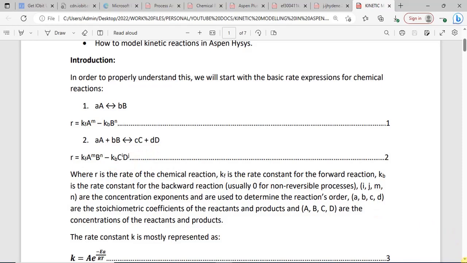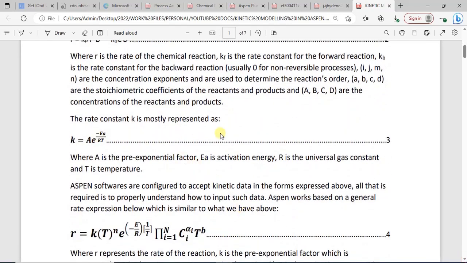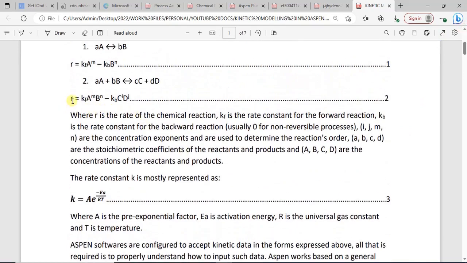Then moving on, we have the rate constant K, for both the forward and the backward reactions. K can be expressed as K equals A e raised to the power minus Ea over RT, where A is the pre-exponential factor, Ea is the activation energy, R is the universal gas constant, and T stands for temperature. Some of these are things you are already a bit familiar with, but I feel it's important to restate some of them before we go into the modeling.